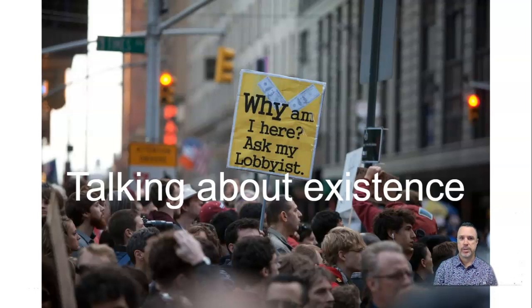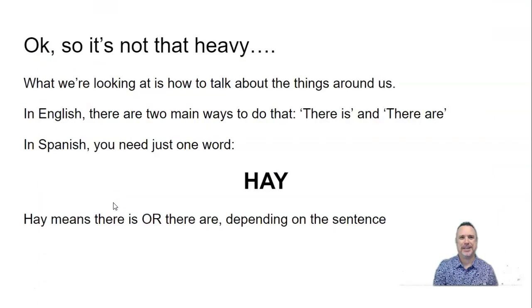Looks pretty heavy because we're talking about existence. Let's see exactly what that means. It's not actually that heavy. So we're going to look at how to talk about the things that are around us. In English, the two main ways we do that is to use the phrases there is and there are. Things like there are a lot of restaurants in Coffs Harbour, or there's no cinema near my house. Sentences like that. That's what we're looking at.